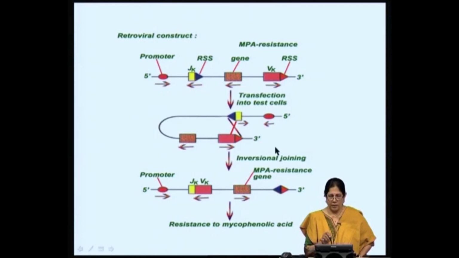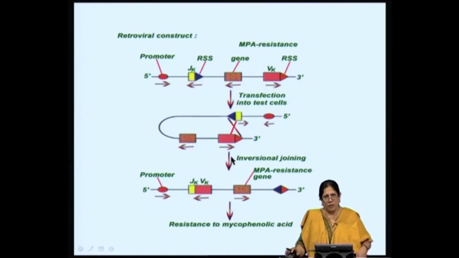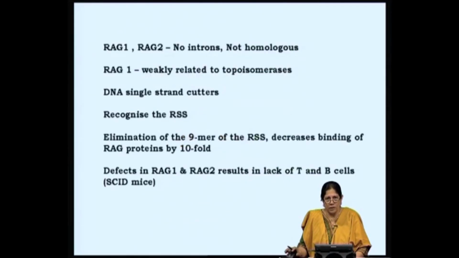Now all cells received the construct, but only those cells that received also the Rag1 and 2 constructs and in which the protein was expressed became resistant to MPA, or mycophenolic acid. Now, this was shown, and the same experiment was also utilized later to show the presence of TDT and its association with generation of diversity, which I will come to later.